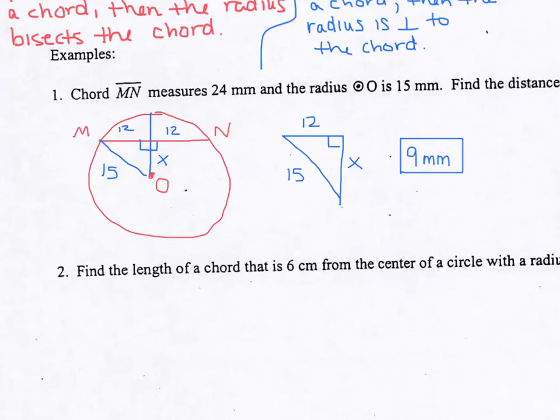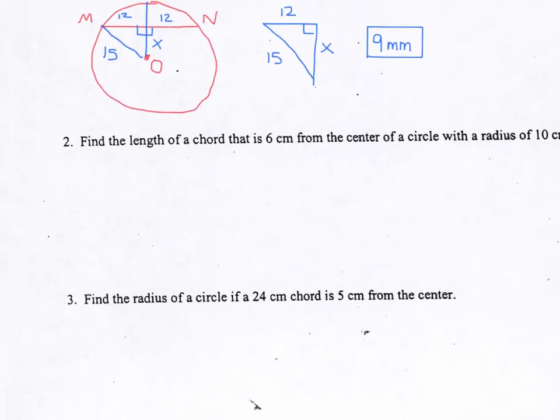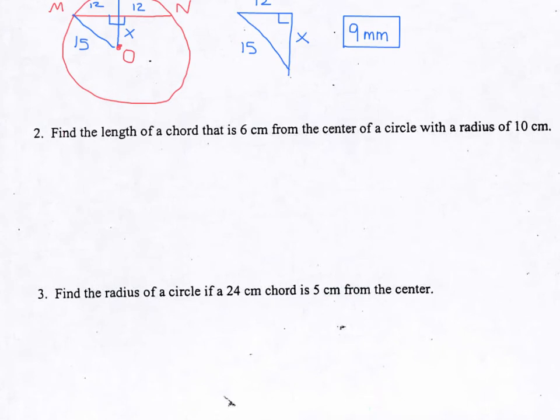Okay, let's try the next one. Find the length of a chord that is 6 centimeters from the center of a circle with a radius of 10. Okay, once again, draw ourselves a circle. I'm going to draw my chord, doesn't matter where. That is 6 from the center, so what they're telling me here is this is 6 from the center, and a radius of 10. You always want to draw that radius to one of the ends of the chord.